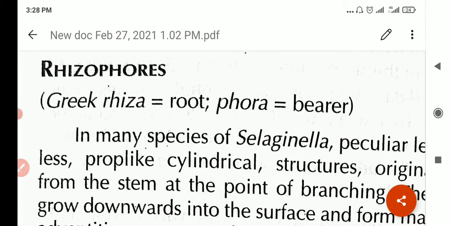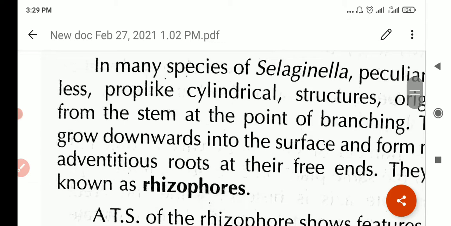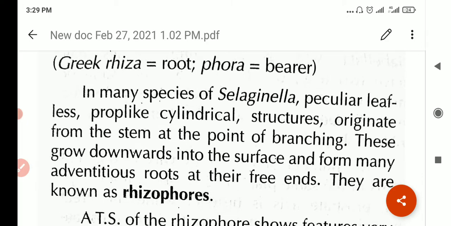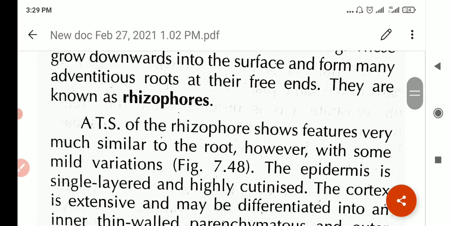Rhizophore comes from the Greek words rhiza meaning root and phora meaning bearer. In many species of Selaginella, there is a strange cylinder-like structure which originates from the stem at the point of branching. From where the branch will originate, some structure comes out and grows downwards, and from this structure numerous adventitious roots will appear. So these are known as the rhizophore.